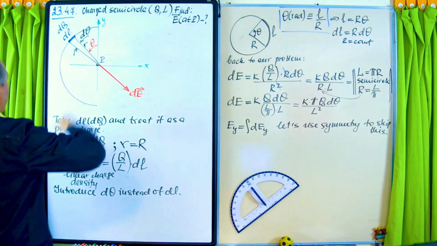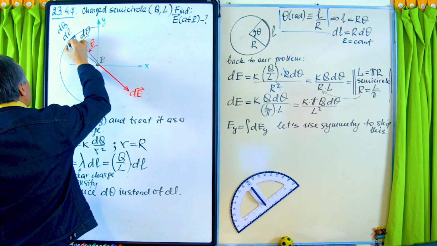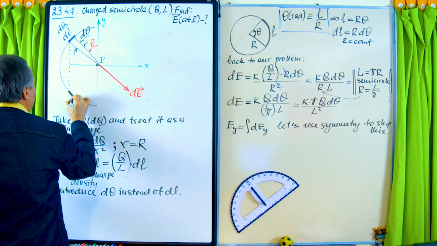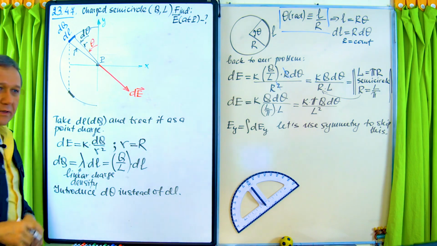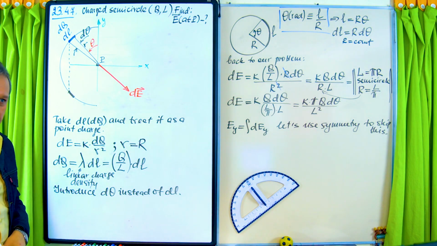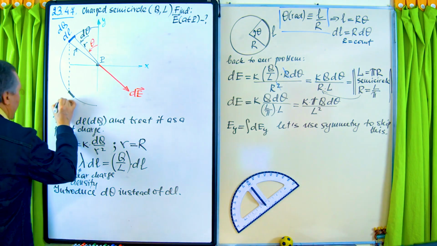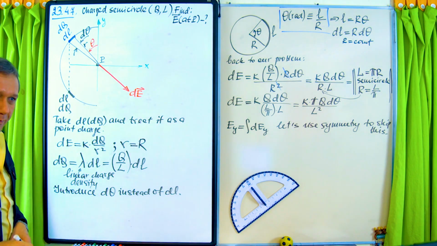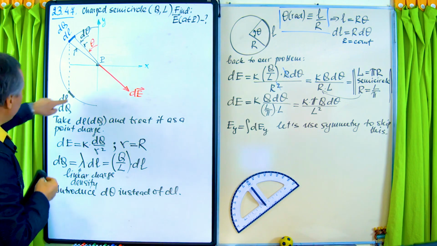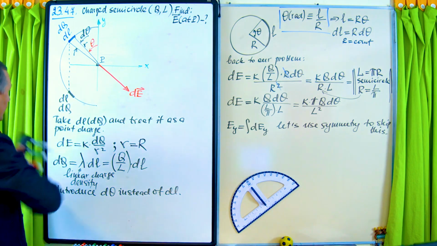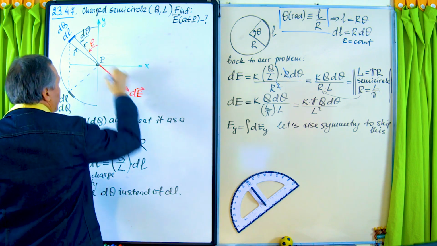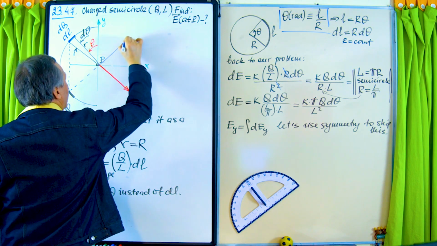But at the same time, I can find symmetrically positioned dl on this side, with the same dl, the same dq. And of course, this is going to create a similar electric field, but pointing that way.